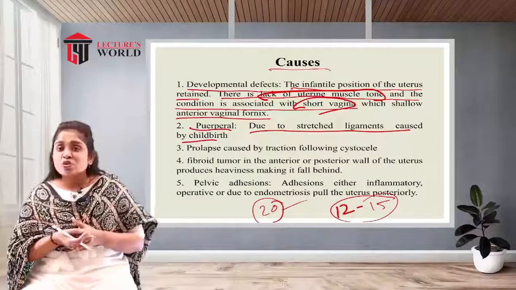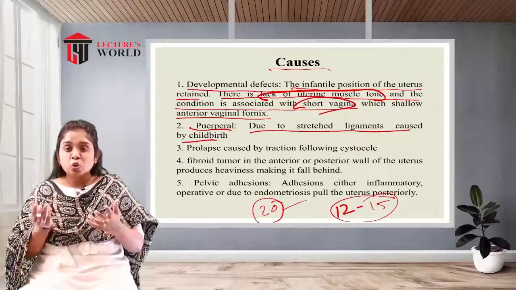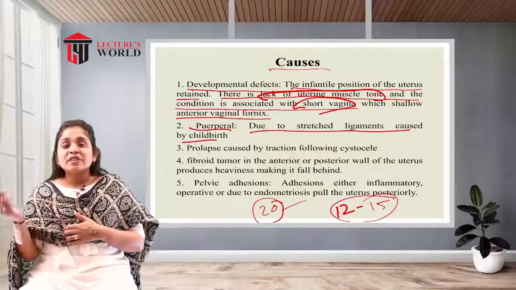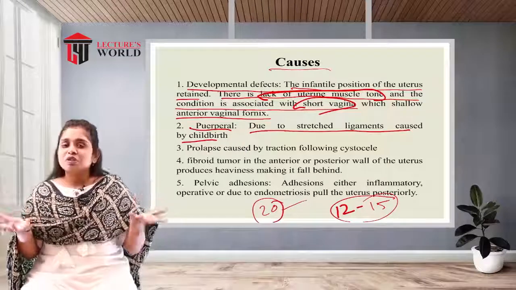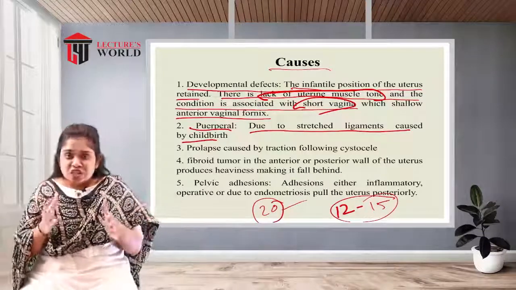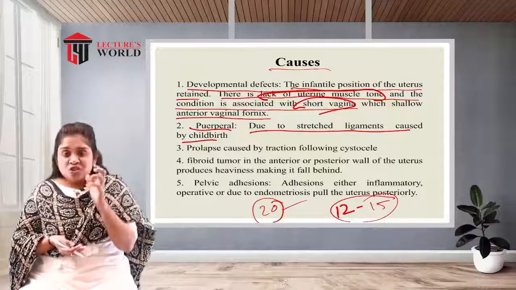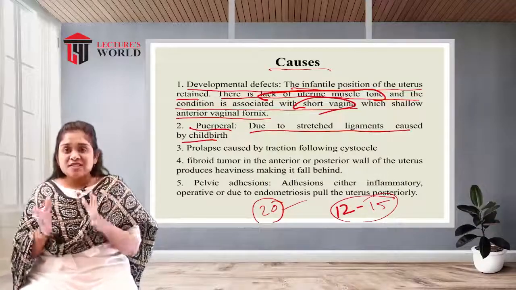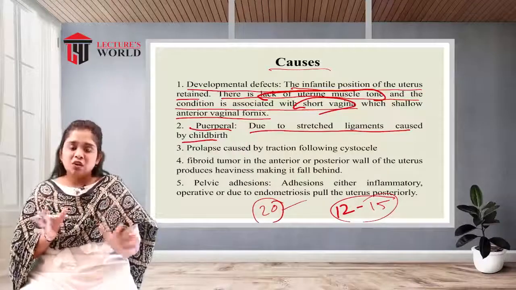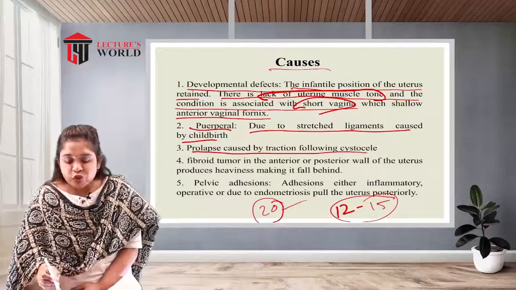Then macrosomia: it means when the birth weight is more than 4 kg or 3.5 kg. Then hydrocephalus, due to which obstructed labor will also be there. So all these conditions we talked about put more stress on the muscles, and due to that the tone and the strength of the muscles will be lost. Then prolapse caused by the traction, following the cystocele.